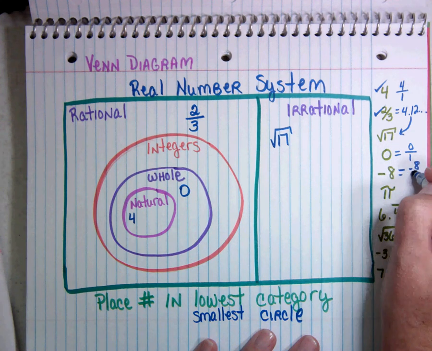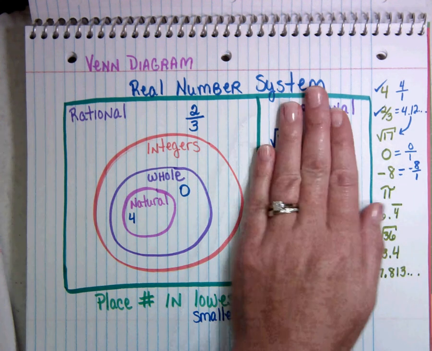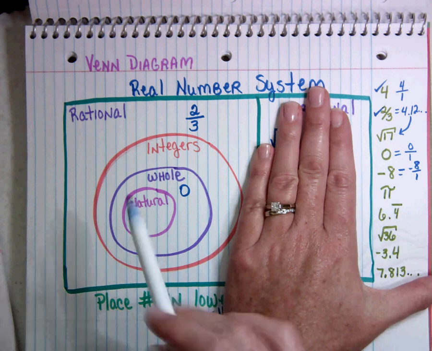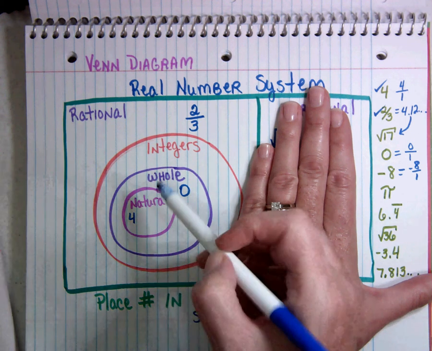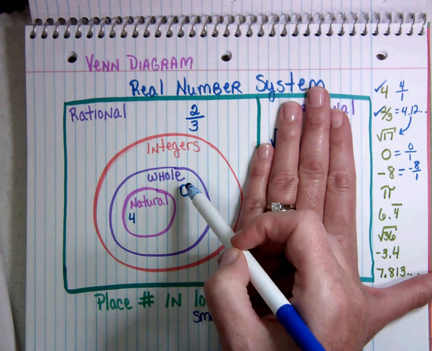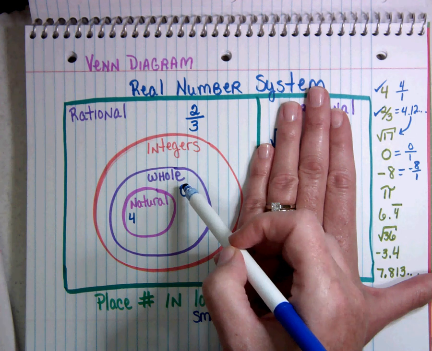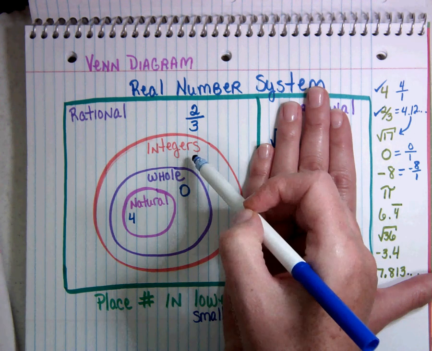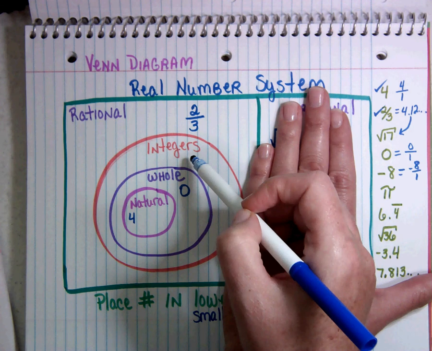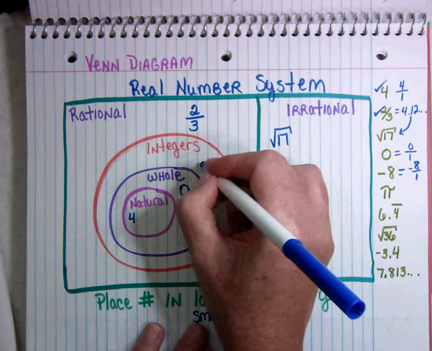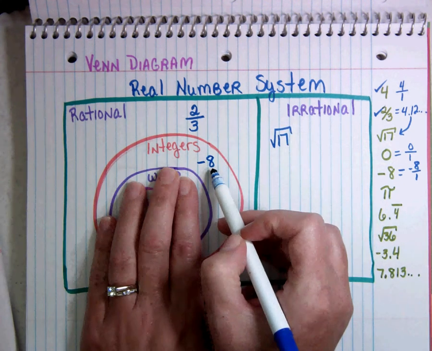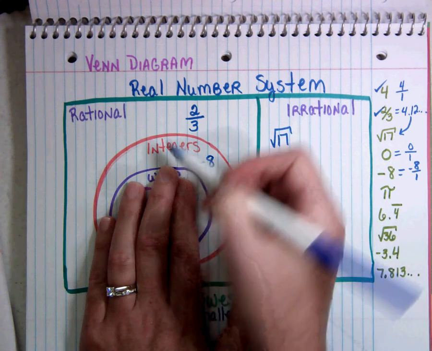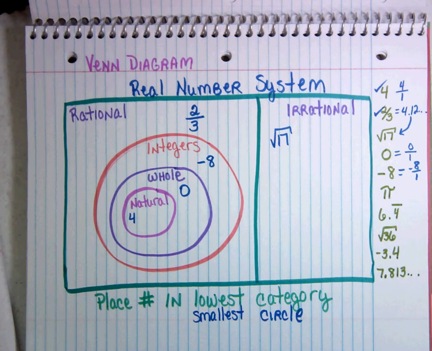Okay, -8. Can we write it as a fraction? Yes, we can. We can put it over 1. So that means it has to go on our rational side. Okay? Is it natural? Do we count with -8? Nope, we sure don't. Is it whole? Can you buy -8 cupcakes? Nope. Is it an integer? Whole number and its opposite. Yes, it is. It is an integer. So we're going to put -8 right here. That means that -8 is also an integer and it is rational.